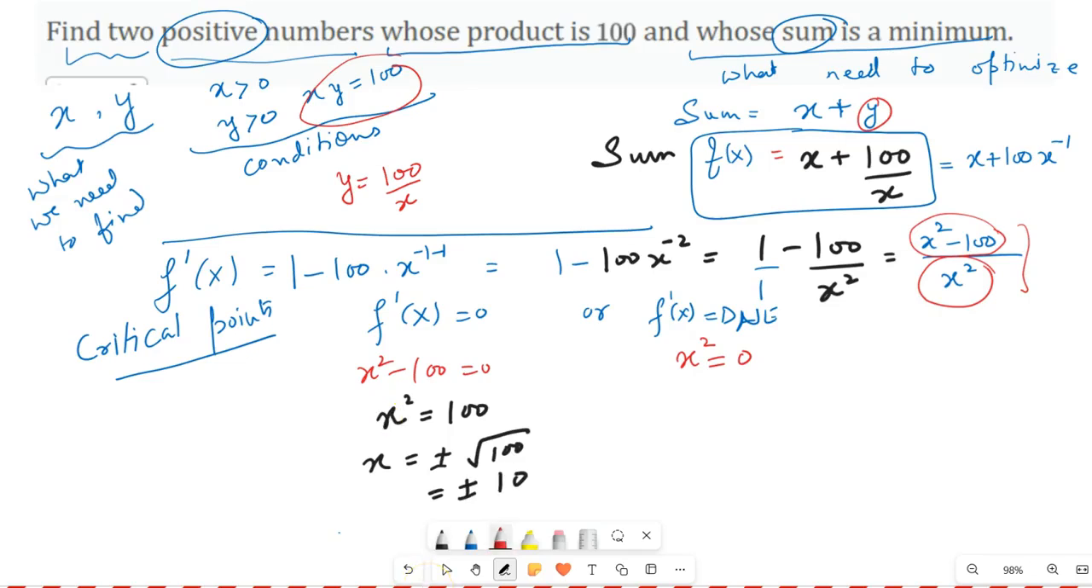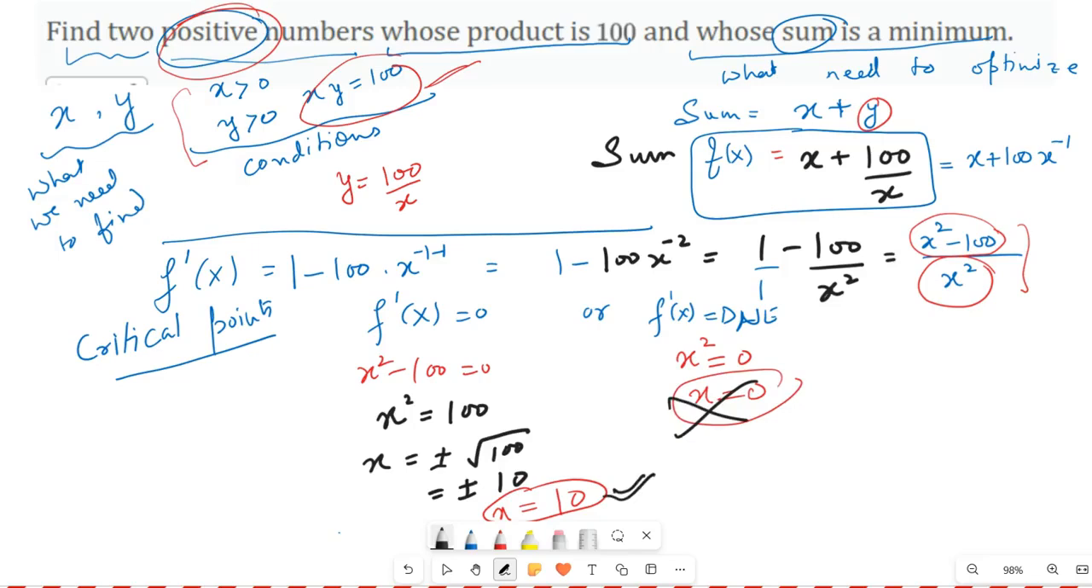But you guys remember the condition, we have to have positive numbers. So we will not take negative 10, we will only take x as 10. And f prime x does not exist when x is equal to 0. We can't even take that because the product is 100. So both numbers are strictly positive. This also cannot be taken. The only critical value which we can take is 10, because 0 does not satisfy the feasibility condition, right? Because the product has to be 100. If one of them is 0, the product will not be 100.